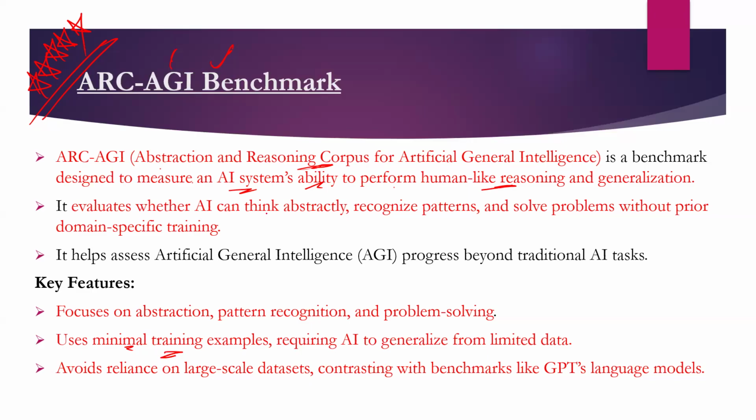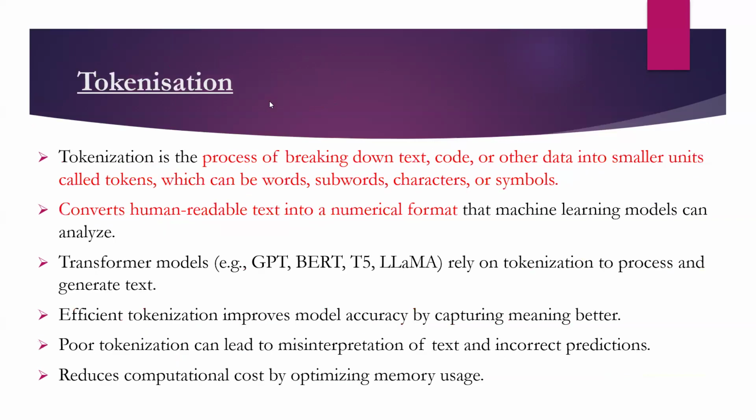It evaluates whether AI can think abstractly, recognize patterns and solve problems without prior domain specific training. So this is very important. Please go through it. It avoids reliance on large scale data sets. It focuses on abstraction, pattern recognition, and problem solving. Basically, in contrast to large language models, which focus on large data sets, if any AI model is able to pass this benchmark, it simply means it has achieved human-like reasoning. So it is totally in contrast with the other models. This is just a benchmark to see what they can do with limited knowledge, right? The next one is tokenization.